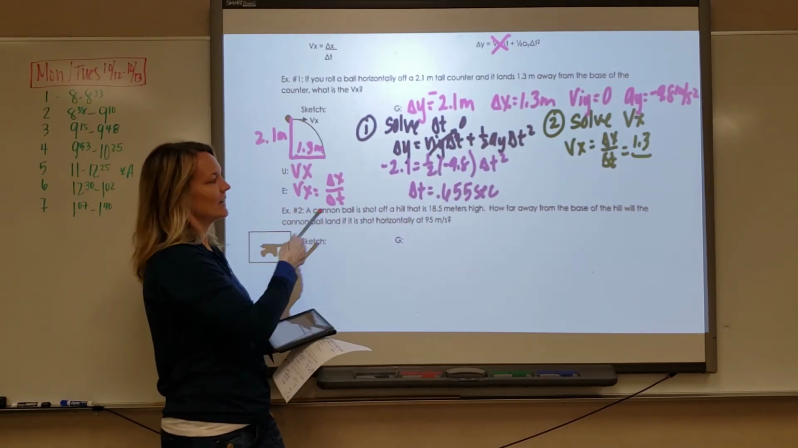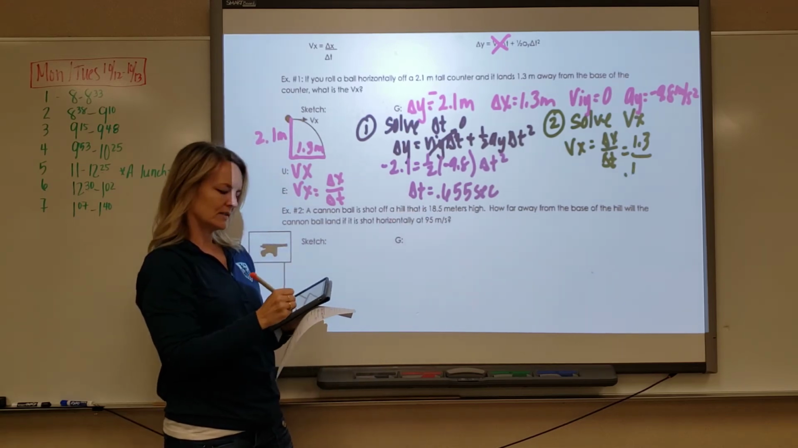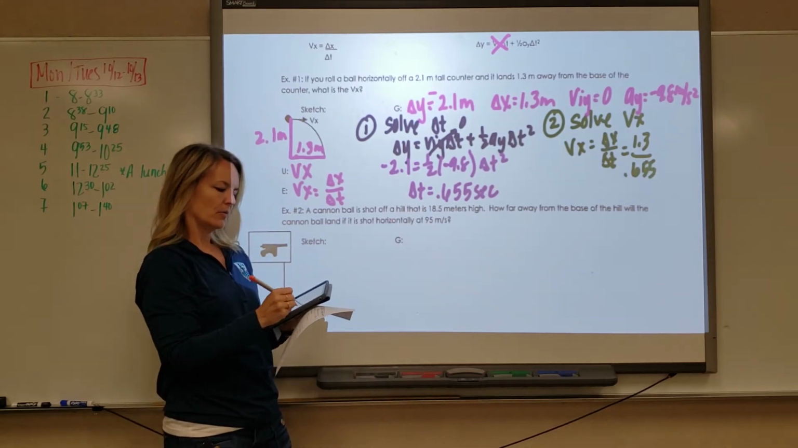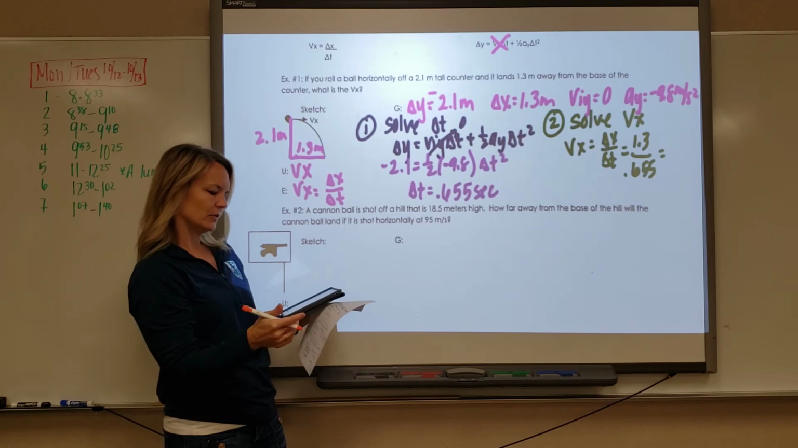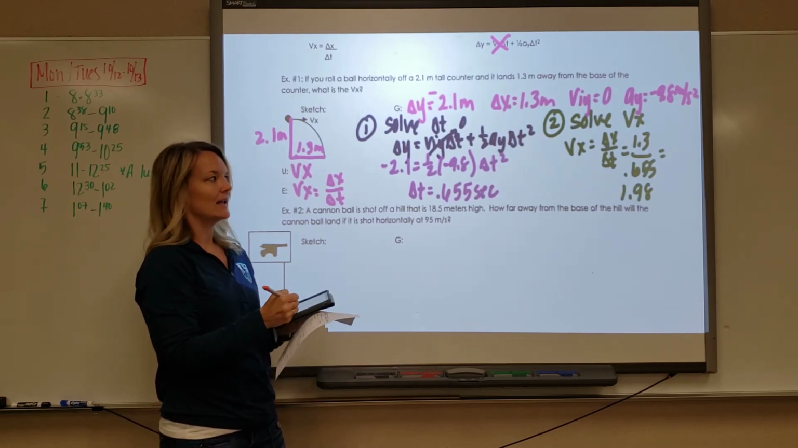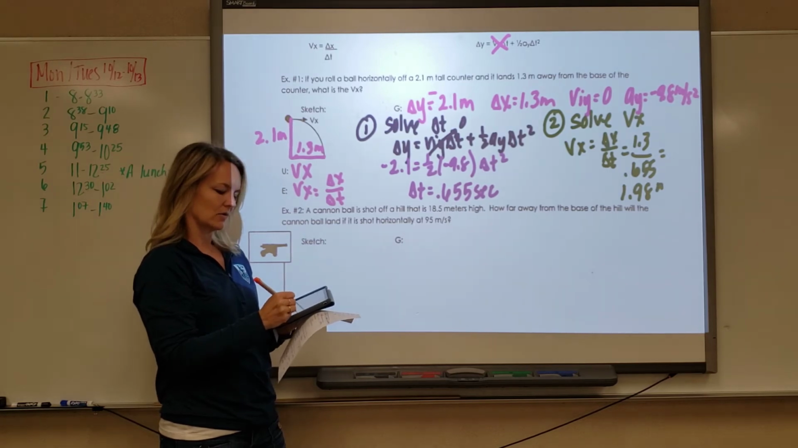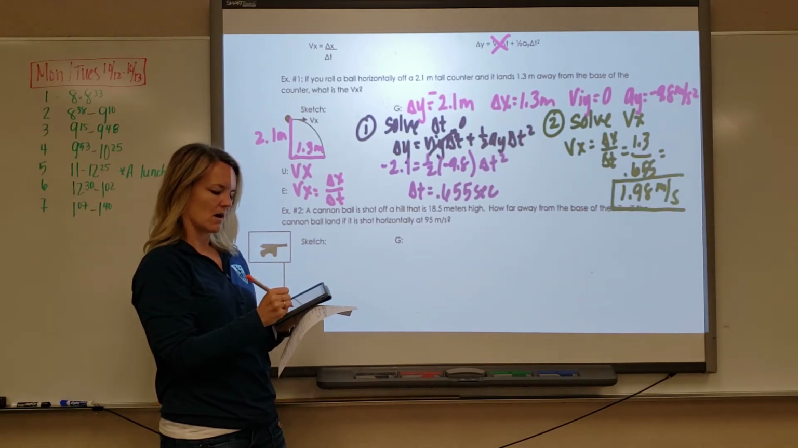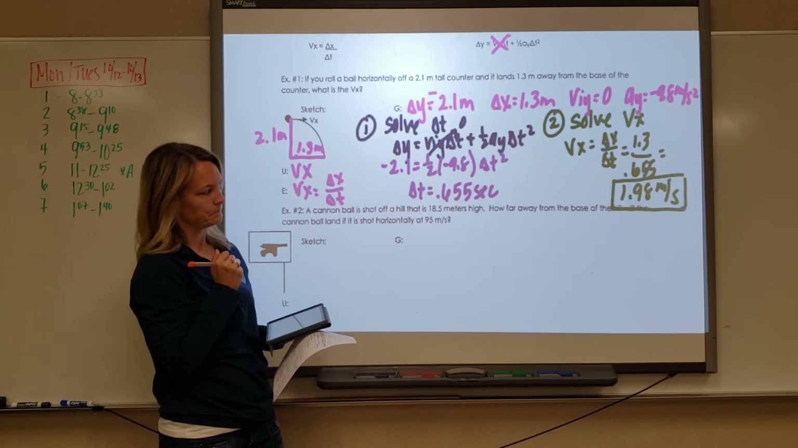My time that I just solved for was 0.655. When I divide those two, I get just under 2. I got like 1.98, and it's a velocity in the x direction, so my units are meters per second.